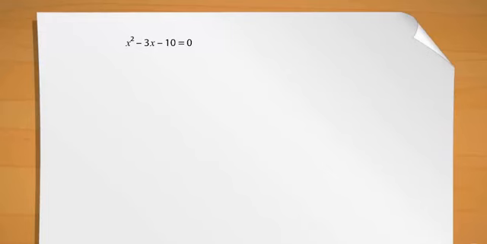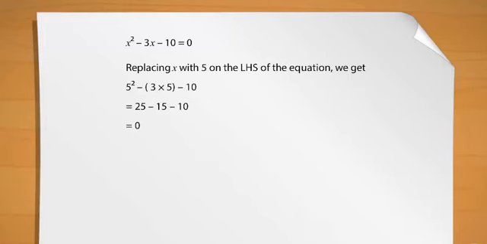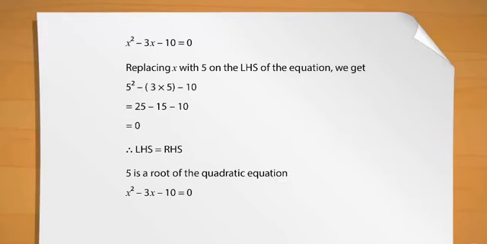Let's first learn what the roots of a quadratic equation are. Suppose we have a quadratic equation. Now let us substitute the value of x with 5 on the left-hand side of the equation. We see that the value of the left-hand side of the equation becomes 0. The value of the right-hand side of the quadratic equation is also 0. So, when the value of x is 5, the right-hand side and the left-hand side of the equation become equal. So we can say that 5 is a root of the quadratic equation. We can also say that 5 is a 0 of the quadratic polynomial.